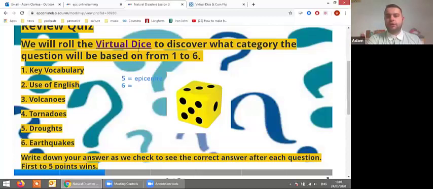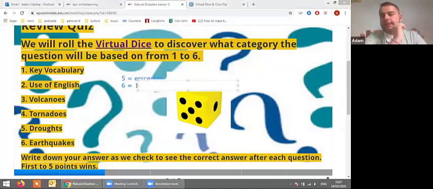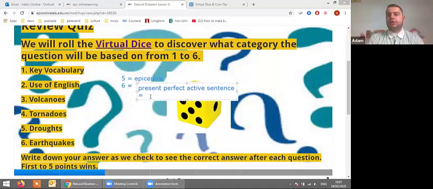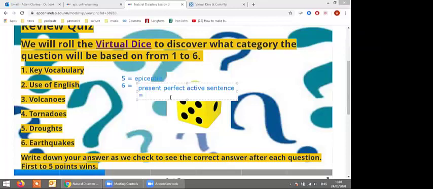Use of English. Now, for number 2, I would like you to write me, if you can, or tell me, a sentence using the present perfect active. A present perfect active sentence. So if you need to, you can look through your books or look at your course book to remind you. And I'll give you a bit of time, and we'll see if anyone has a present perfect active sentence.